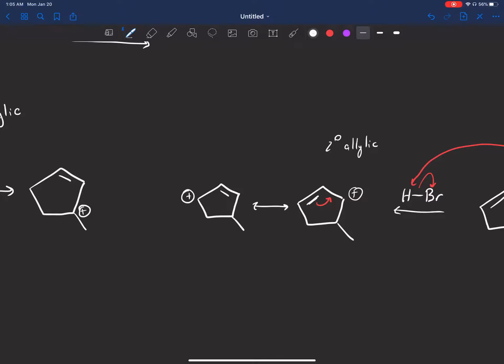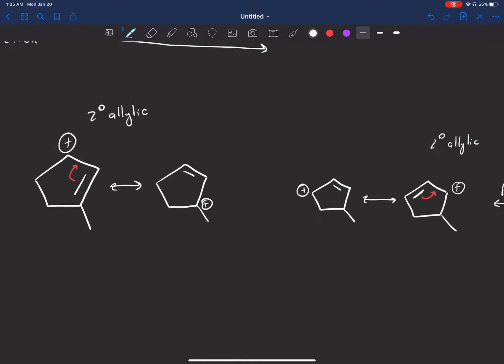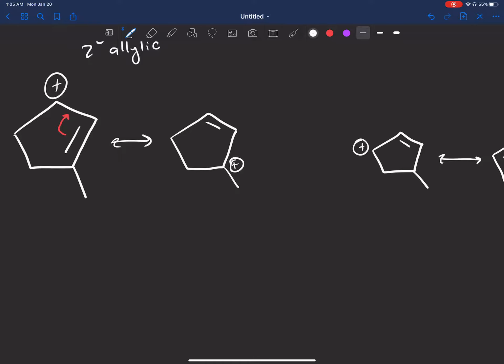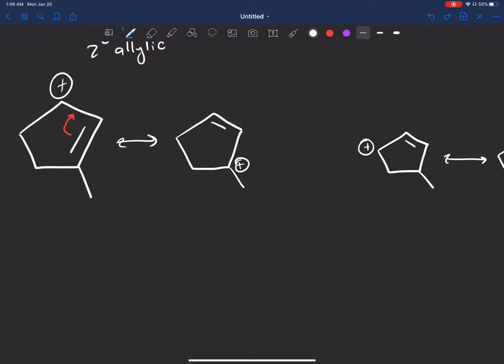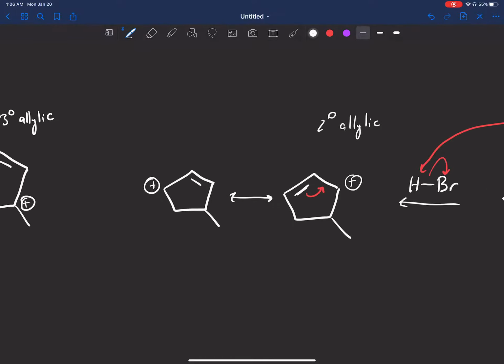Carbocation now over there. So our original structures were both secondary allylic, and when I resonated, now this carbocation is on a tri-substituted carbon. It's got 3 substituents, and it's allylic. So tertiary allylic. And this guy, he's still secondary allylic after the resonance.